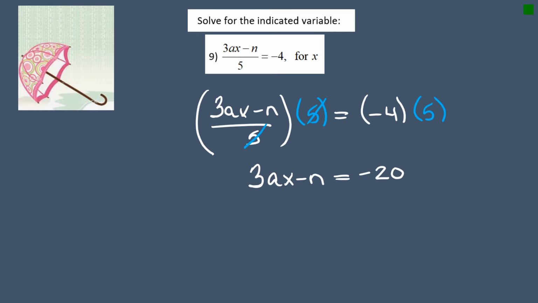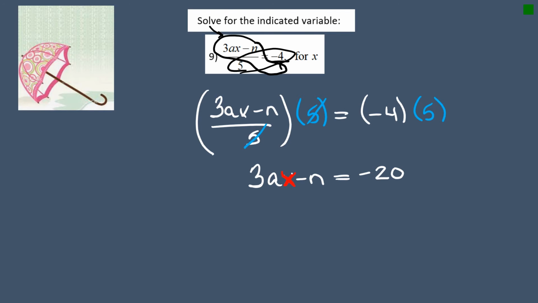Okay, you know what else you could do, guys? Let me just show you. If you put that over 1 and you cross multiply, you get 3axn when you multiply this way, and when you multiply this way, you get negative 20. It's a proportion. All right, we are solving for x, which is right here.